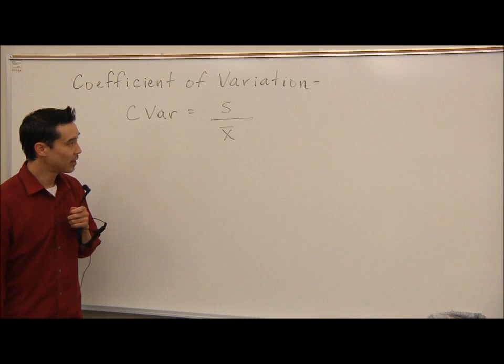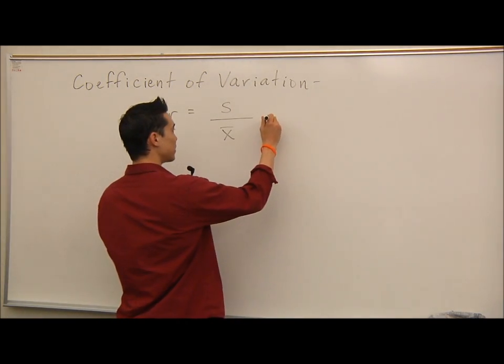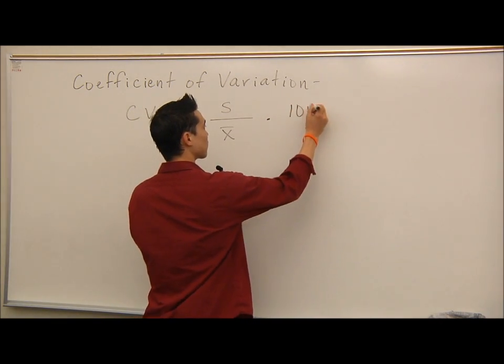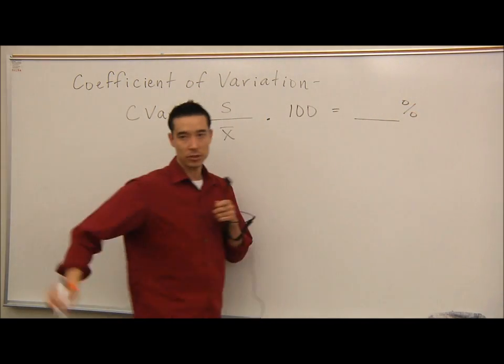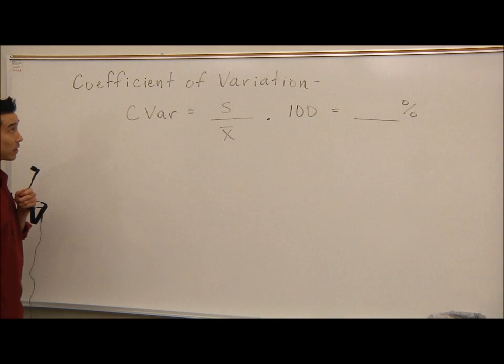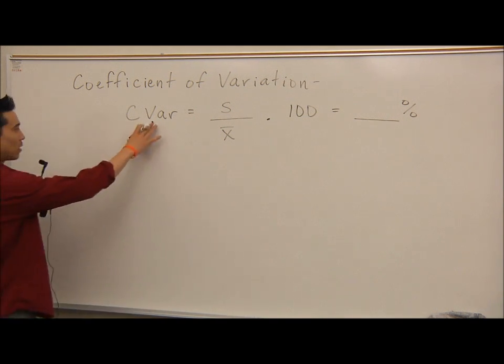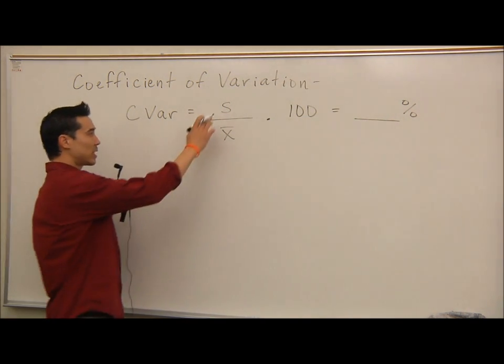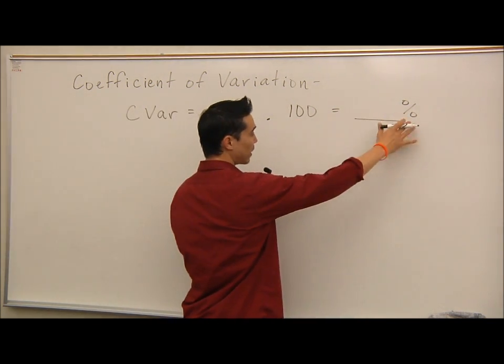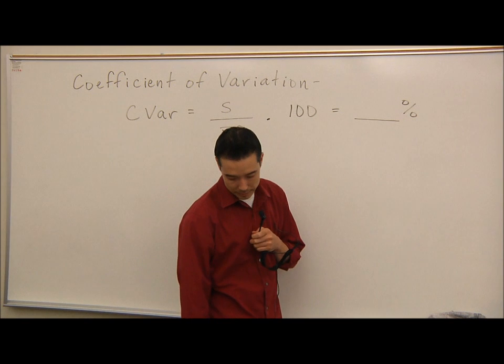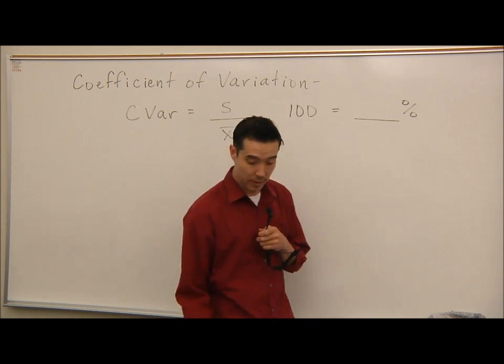Okay? And then you're going to multiply this by 100. And then you're going to write down your answer as a percentage. Okay? And again, this is called the coefficient of variation, abbreviated CVAR. It's your sample standard deviation divided by your sample mean times 100, and you write your answer as a percentage. Okay? Let's jump right into an example.